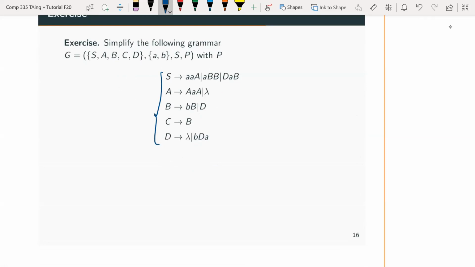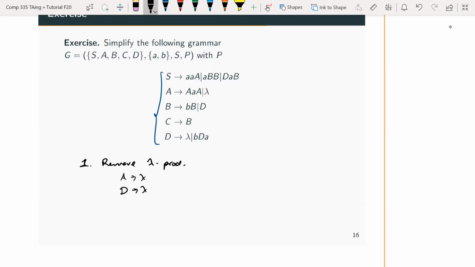Remember, I just showed you the steps to simplifying a grammar. Well, the first step is to remove all the lambda productions. To do that, I need to identify all the lambda productions. What are they going to be? Well, I know that A gives me lambda, and D gives me lambda. So that's a first pass.